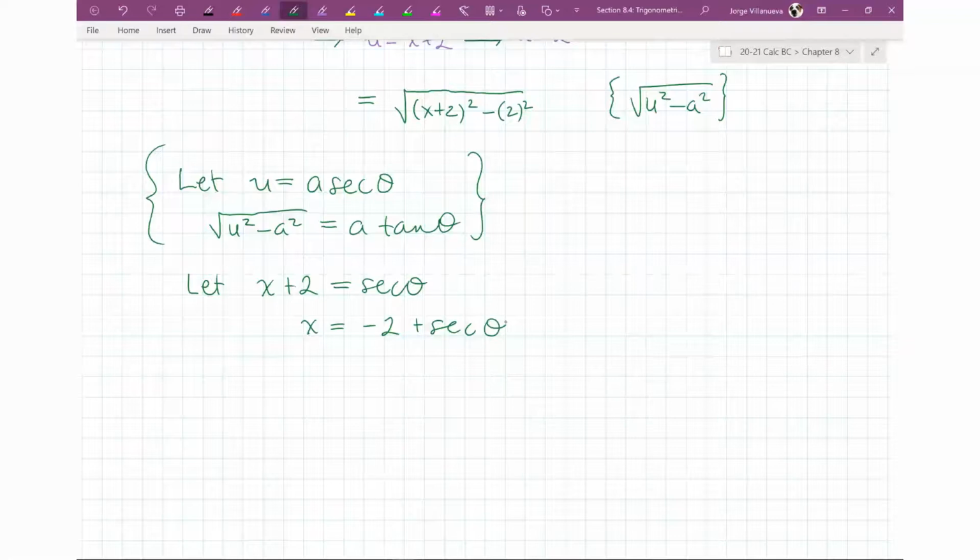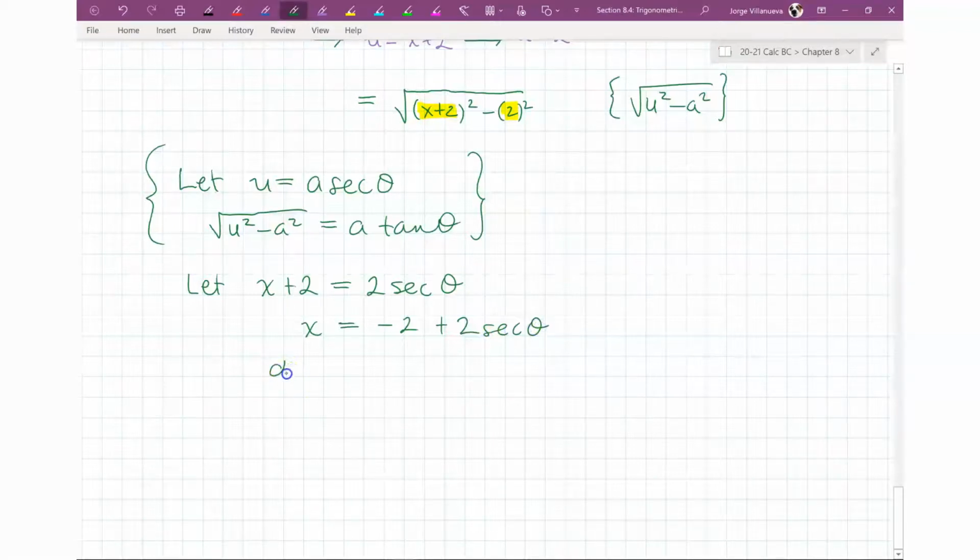Okay. Actually, wait. No, I'm wrong. A was 2. I'm incorrect. Sorry. U is x plus 2, yeah, and this is 2 secant theta. I just remembered that a is 2. I just saw it right now. There's my u term, there's my a term right there highlighted. So x would be negative 2 plus 2 secant theta.